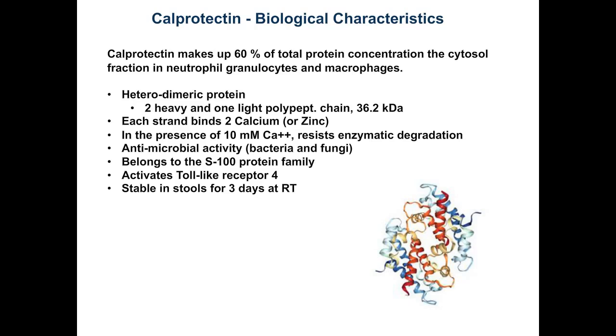Each strand binds 2 calcium or zinc ions, and in the presence of 10 millimolar calcium, it resists enzymatic degradation. That's very, very important because in stools there's a lot of enzymes that can degrade proteins. It has antimicrobial activity. It kills bacteria and fungi. It belongs to the S100 protein family. And very interestingly, not that many years ago, it was demonstrated that it activates toll-like receptor 4, which is a major receptor regulating mucosal inflammation.